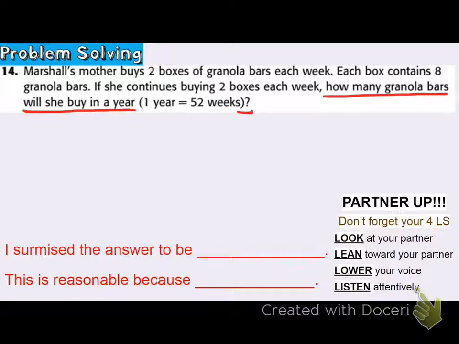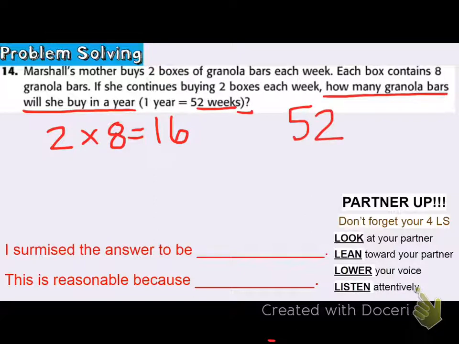Well, she buys 2 boxes every week. And those 2 boxes give her 8 in each. So each week she actually has 16 granola bars. And how many weeks are in a year? Well, it says here there's 52. So they're asking me to multiply 52 weeks times the 16 bars that they get each week.